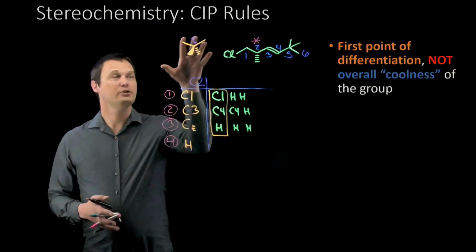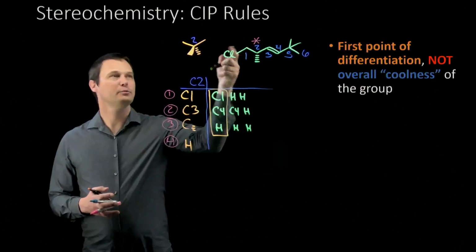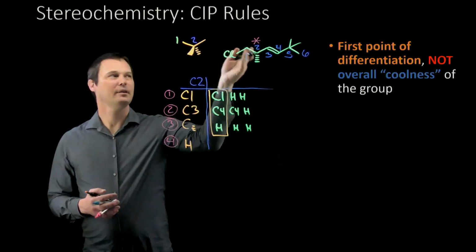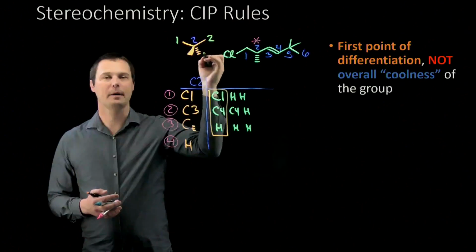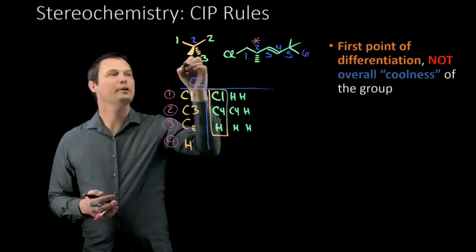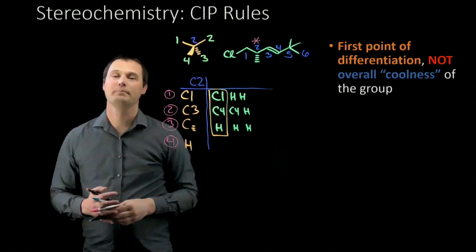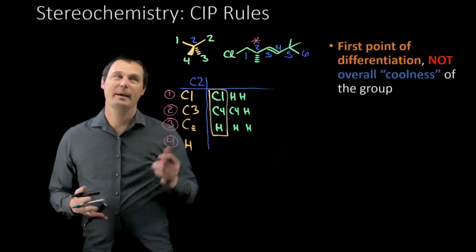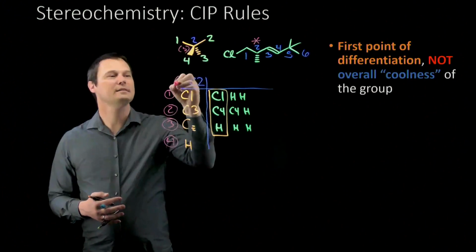Now we're ready to add these to our abstraction. The carbon number 1 group is priority number 1, it will go up to the top left. The carbon number 3 group is second priority, it will go to the top right. The dash methyl will be priority number 3, and the implied hydrogen will be priority number 4. How did you do? Did you get these priority labels? And if you want to double check yourself, this is an S stereocenter.